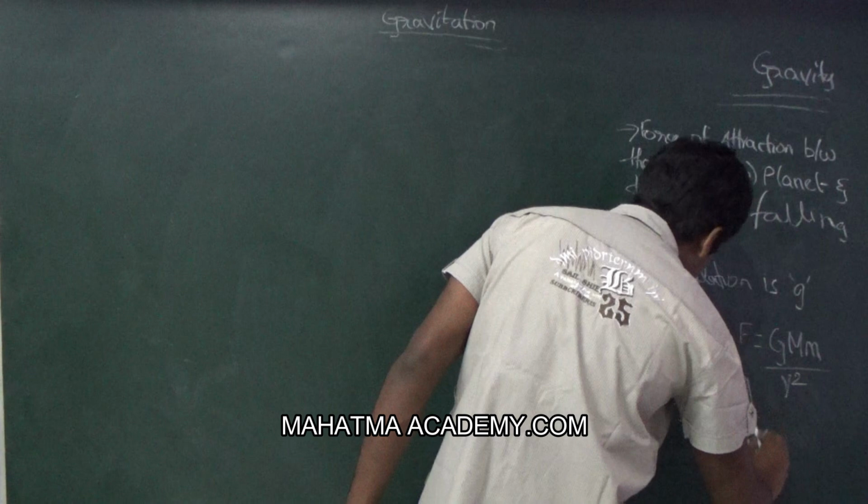Now that is on Earth. For the moon, it is g of Earth upon 6. For the sun, it is 27 times more than that of the Earth.